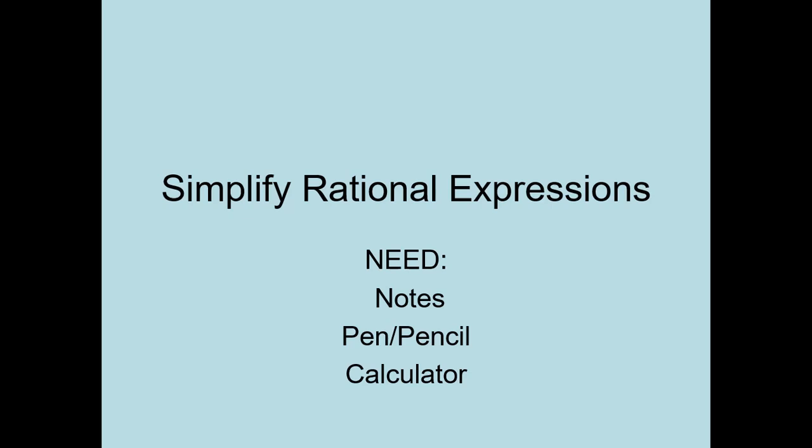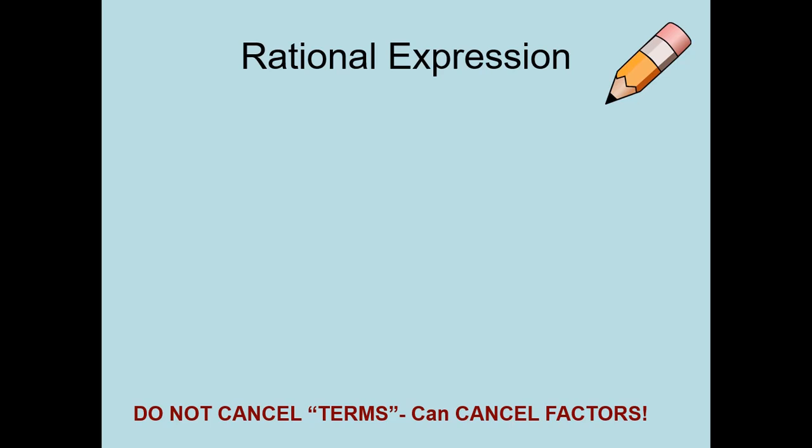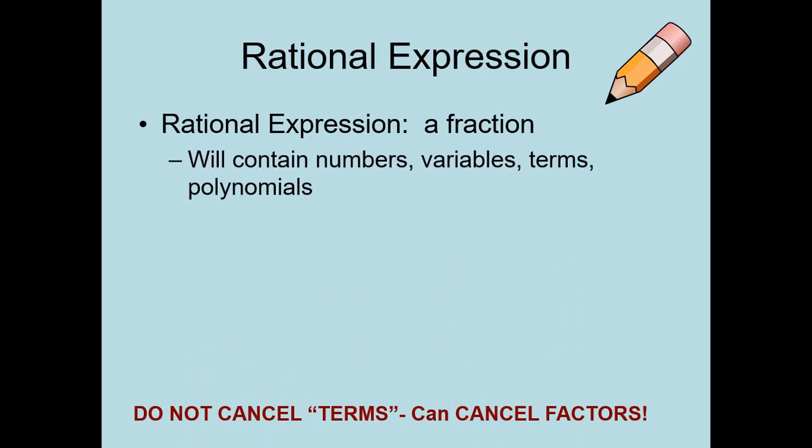So today we're going to talk about simplifying rational expressions. You're going to want your notes, a pen or a pencil, and then also your calculator just to do some very, very simple math today. So let's talk about what is a rational expression. Well, a rational expression is a fraction. Okay, so when I say the word rational, in your mind you should say, yes, fraction. Now, these are going to contain some numbers, some variables, some terms, maybe even polynomials, okay? So we're expanding on our knowledge of fractions so that we can contain variables in them.